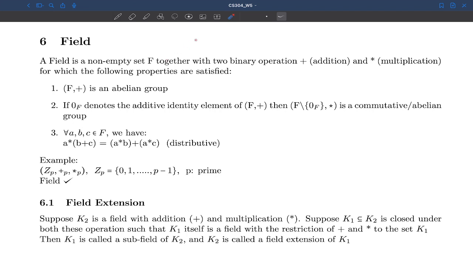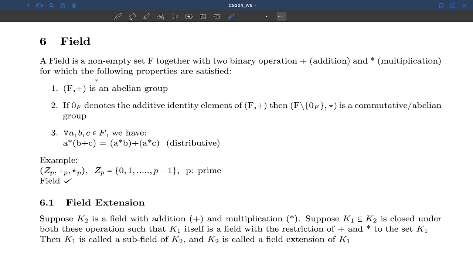Hi everyone. So in this video we will learn about field. The definition of field is very close to ring. Here also we have one set and two operators. So we combine a set with two operators, and it should satisfy these three properties.